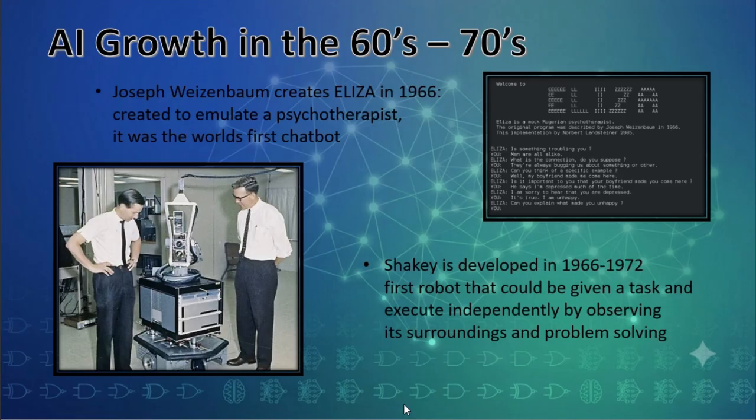AI continued to grow steadily into the 60s and 70s. In 1966, Joseph Weizenbaum created the world's first chatbot named Eliza. Eliza was designed to emulate a psychotherapist and talk to patients. The program recognized keywords and asked open-ended questions, allowing it to have lifelike conversations without fully understanding what was being said.